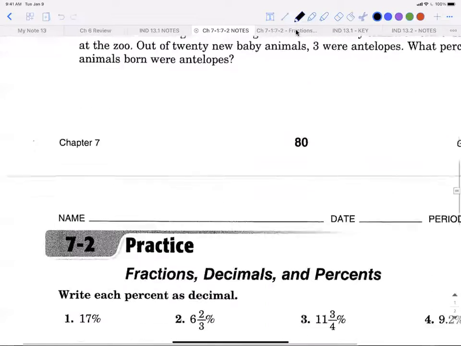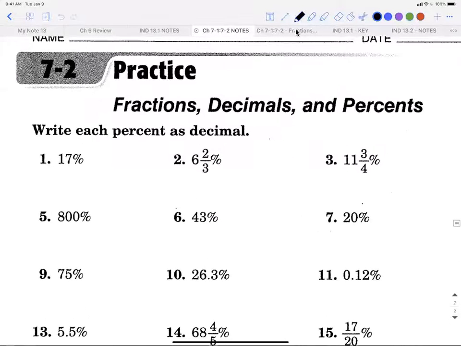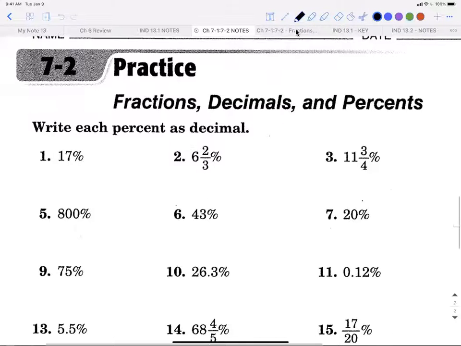Now go ahead and go to your next section that you have in your notes. And this is going to be 7-2 part A. And notice what we're going from here. We're going from percent to a decimal. Percent to decimal. So all of your answers here should be a decimal, and they don't tell you how to round. So use your best judgment.